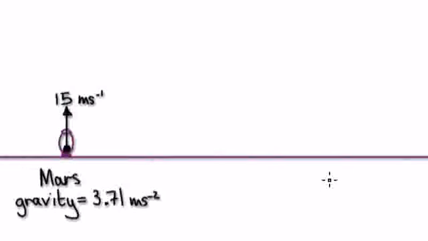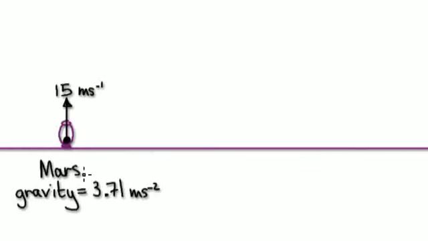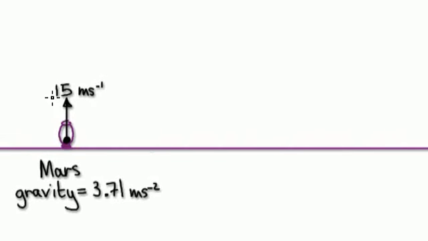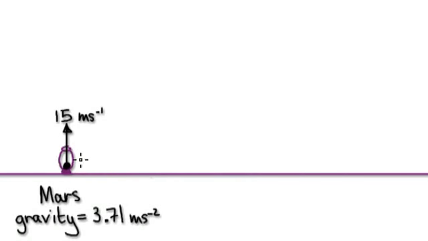Okay, take a look at this scenario here. We're going to fire a cannonball on Mars, and gravity on Mars is this. We're going to fire it at 15 meters per second. Normally, I would ask you to find out the height. It will get to its maximum height here, and then it will free fall.